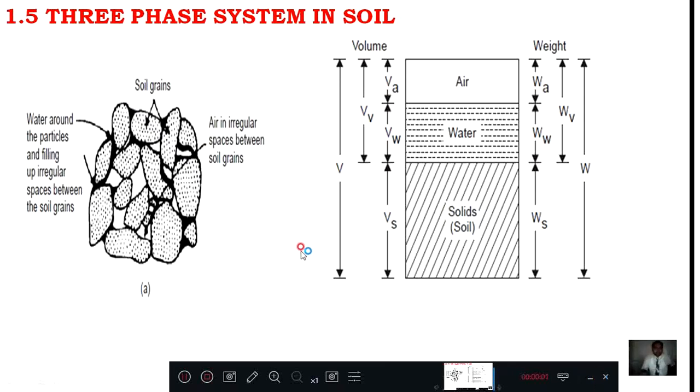Welcome, all. In the previous two classes, the first class covered the introduction of geotechnical engineering. What is geotechnical engineering? We studied the divisions of geotechnical engineering: soil mechanics, soil engineering, rock mechanics, rock engineering, foundation engineering, and a part of geology. In the second video we studied the scope of geotechnical engineering, where all these concepts will be used.